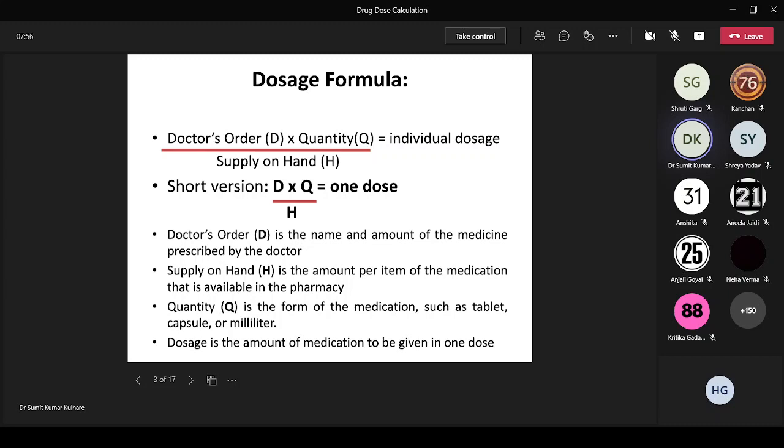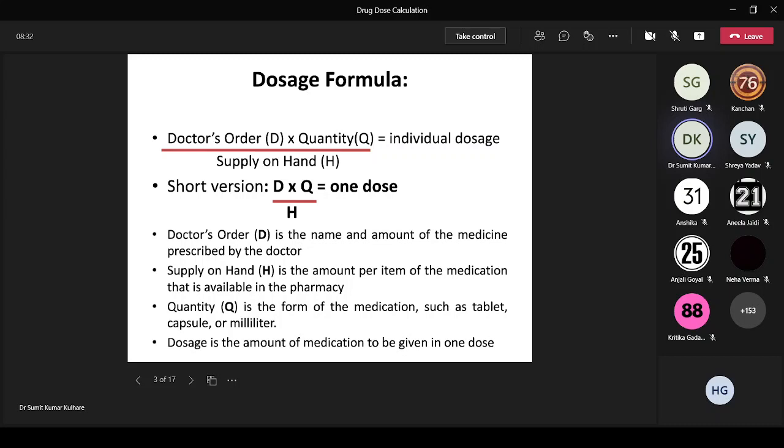So supply on hand would be like a 125 milligram tablet and quantity would be one tablet. One tablet constitutes around 125 milligrams, so Q would be 1 in that case. This value of Q is more beneficial in liquid preparations where the drug is dissolved in a certain milliliter of the solution. For example, if it is a syrup, and 125 milligram paracetamol is dissolved in 5 milliliters, then Q would be 5 milliliters. Okay.